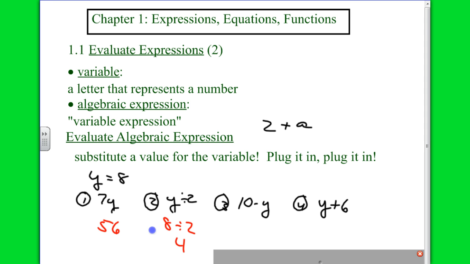Okay, go ahead and finish these, and I'll give you a moment to write it down. If you're at home, pause the video, do the work, and come back and check. Number 3, when you evaluate 10 minus y, your answer is? 2. Good. And then number 4, when you evaluate y plus 6 equals? 14. Good. It was frozen, but it actually was working. So 14. Okay, let's talk about power.